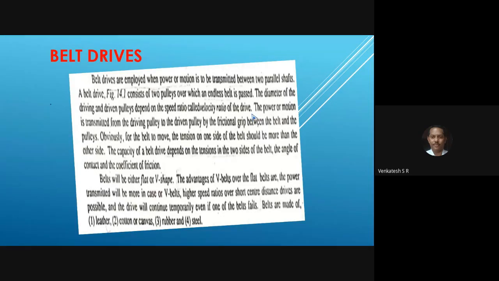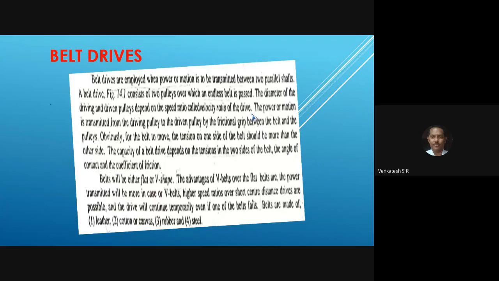Frictional grip. Underline the words frictional grip between the belt and the pulley. I repeat the word, all of you go through this sentence. The power or motion is transmitted from driving pulley to the driven pulley by the frictional grip between the belt and pulley. The meaning of this: the motor has the pulley and the floor mill also has the pulley, which is connected by an endless belt drive.